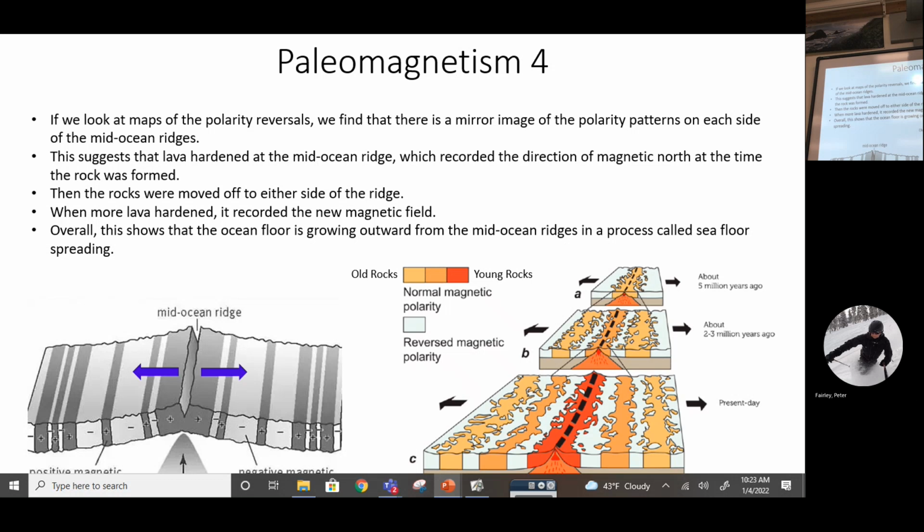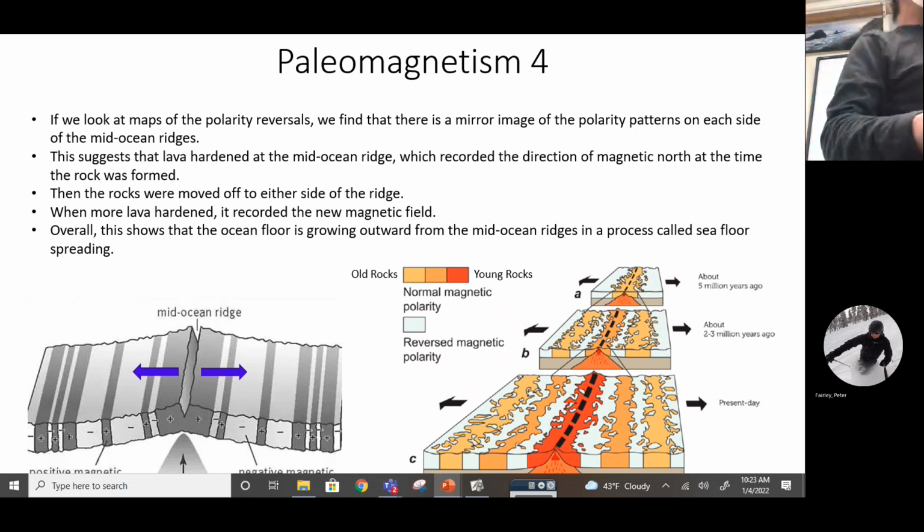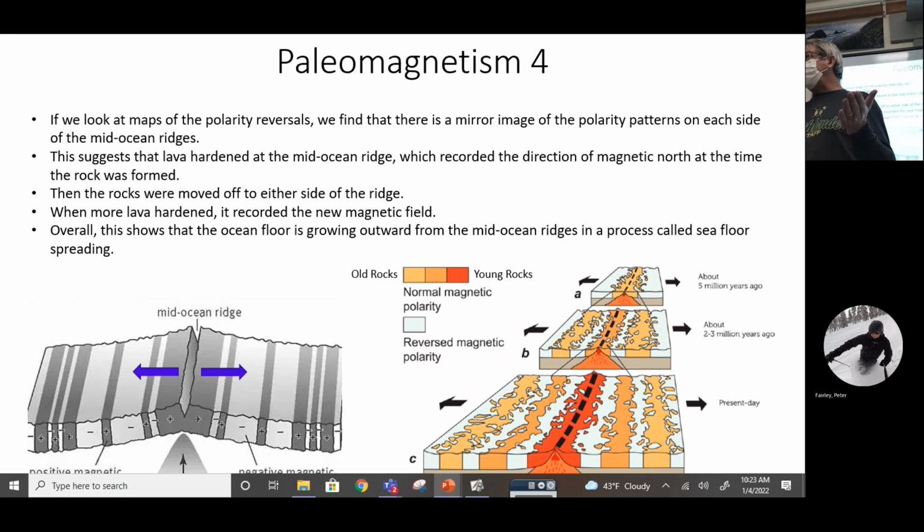Does this describe what we've been talking about with the plates being pulled apart at a diverging boundary? Right? Really powerful evidence for plate tectonics. And it looks like we have to come back to this next time, huh?